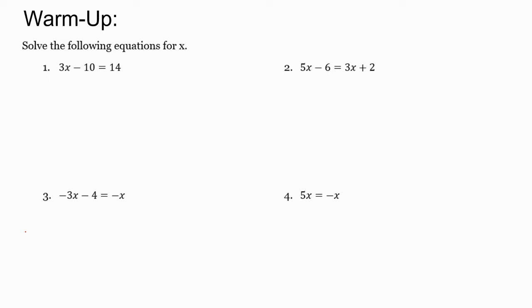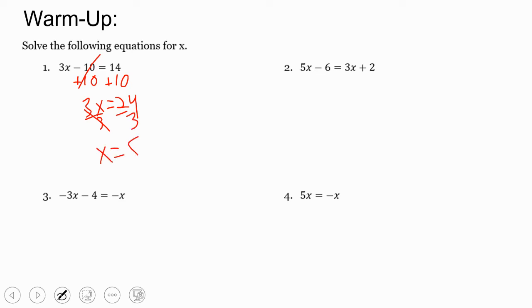So here I have 3x minus 10. I'm going to start with an addition or subtraction. So I would start by adding 10 to both sides. And when I do that, -10 plus 10 is 0. So that cancels out and leaves me with 3x is equal to 24. And then since I have 3x, that's a multiplication. I can undo it with a division. So I divide both sides by 3, and x would be equal to 8.